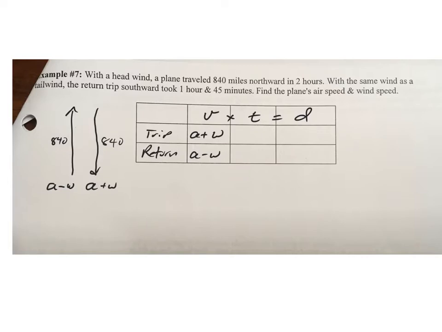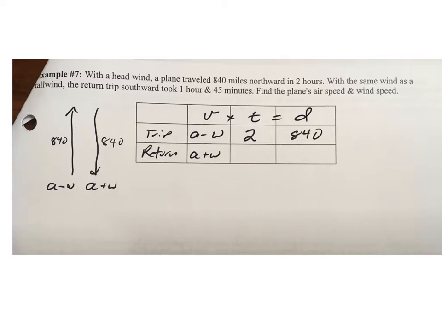Oh, I cannot stand it when I keep doing the same thing over and over. But anyway, it is the opposite. Who just noticed that? Thank you. The trip is with the headwind, minus, and then the return is going to go with the wind. It's going to speed up. The time, 2 hours for the trip up. And that's going against the wind. It should take longer. And the distance, in this case, is going to be 840 again.